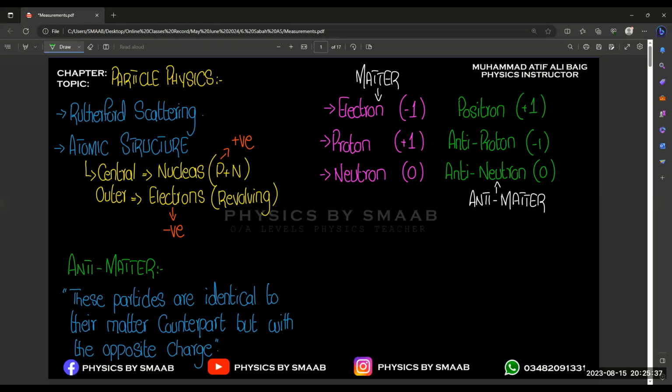Gamma is basically just like an electromagnetic wave, and alpha is the ion of helium. It's also the heaviest, and therefore it deflects more as well.